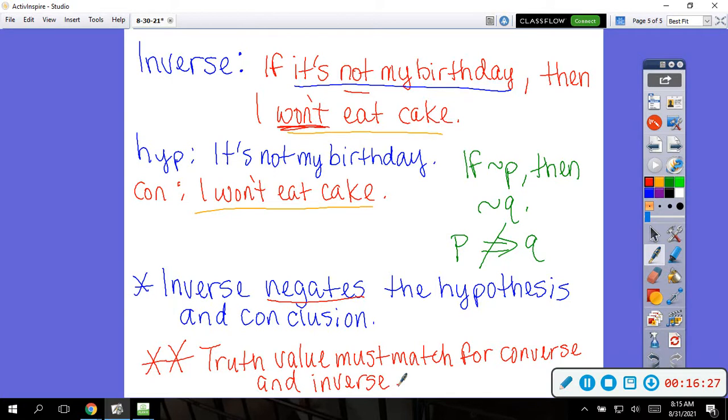Okay? So here I say, if it's not my birthday, then I won't eat cake. That's the same thing as saying if I don't eat cake, then it's not my birthday. So the biggest thing here is obviously don't get converse and inverse mixed up because the sentences are different. But they'll either both be true or they'll both be false. You can't have a converse be true and an inverse be false. They have to match. Okay? Either both true or both false.